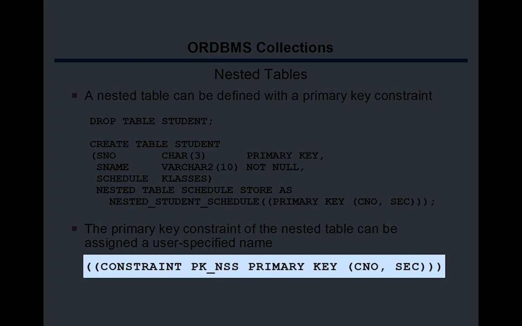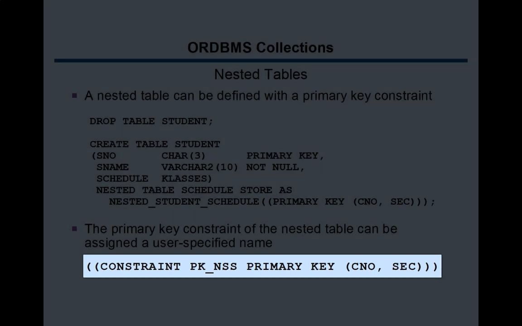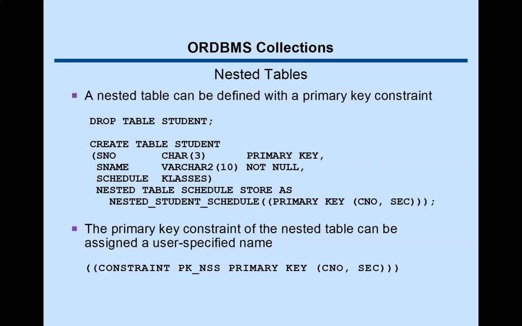It's possible to assign a name to the constraint, and that's what we're showing down below. We're specifying that this primary key constraint defined over the nested table will be called PKNSS. And again, it will consist of course number and section number. If we fail to give the constraint a name, the system will generate a name such as SYS_C003460. It will make up some number based upon a sequence. So it's better to give a name to the constraint. So we demonstrate both options here.